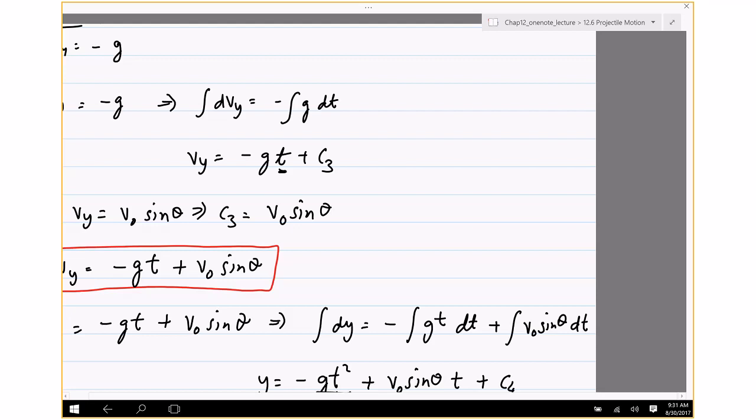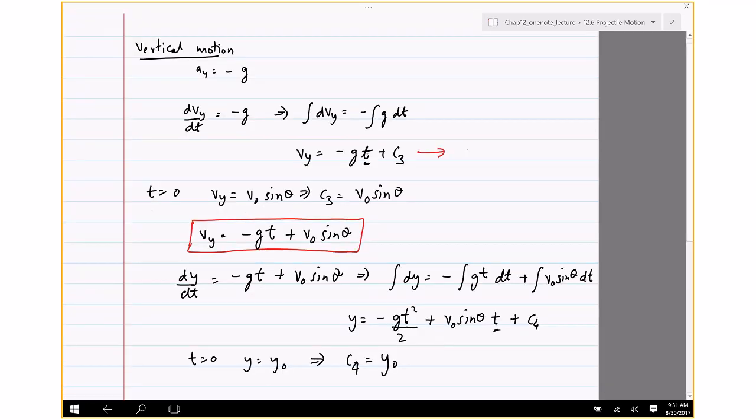So what I did was, right here, I put Vy. I subbed in the values into this equation. So I got V0 sine theta equals minus g times 0 plus c3. So c3 is v0 sine theta. You just put the value in, right? So that's how you compute. You do the same thing over here to get c4.